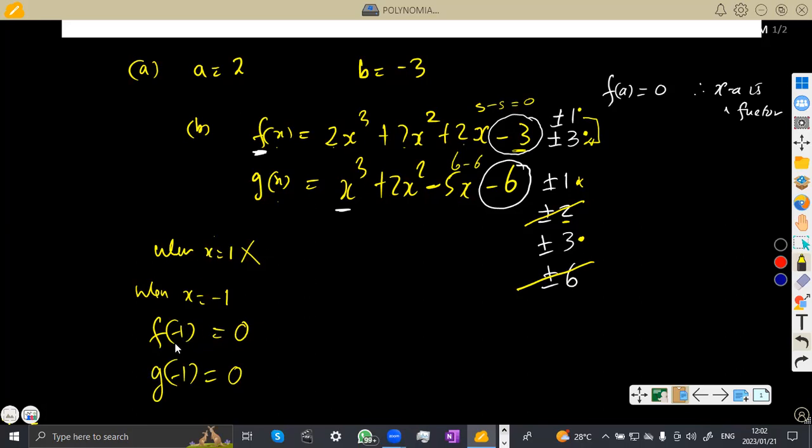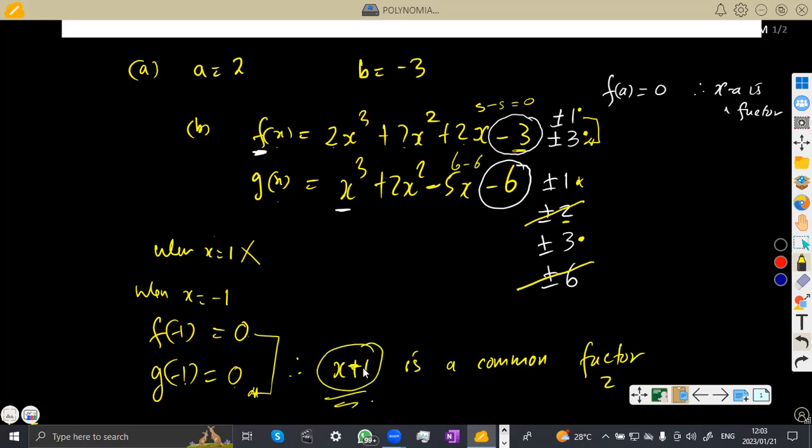So as you can see, if you substitute minus 1 in f, you obtain a 0. If you substitute minus 1 in g, we obtain a 0. That means, therefore, x plus 1 is a factor, and is also a common factor. Remember, if you have minus 1 as a root, you introduce a minus, so it's minus minus, which is going to be plus 1. So x plus 1 was another factor that you were going to obtain from these two.